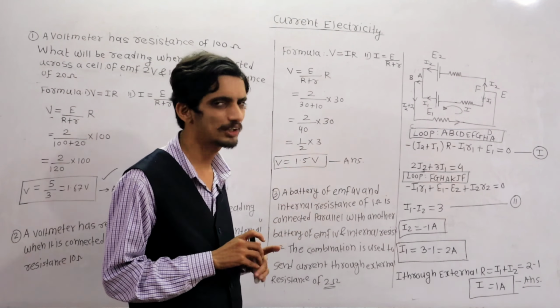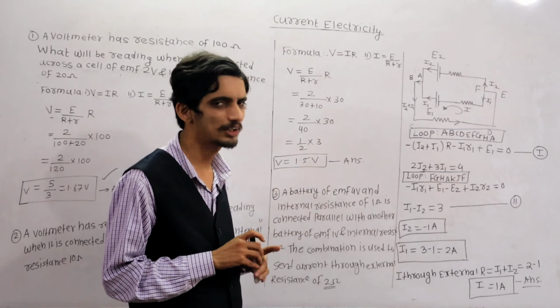So what is the terminal potential difference? 1.5 volt. In the first problem, terminal potential difference 1.67 volt. What is the interpretation? The EMF of cell is 2 volt and terminal potential difference is 1.67 volt. Here EMF of cell is 2 volt, terminal potential difference is 1.5 volt. Clear? So this is actually a voltage drop across that external resistance, and for that calculation we are considering the current, and in that current, the resistances contributing are the external resistance and internal resistance.